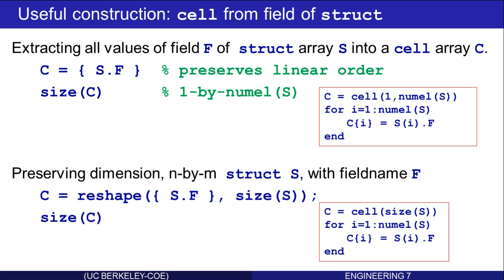Remember, for an array of any dimension, single indexing assignment, as long as it's not past the boundary, never changes the size of the array. This means C remains its original size, which is the size of S.